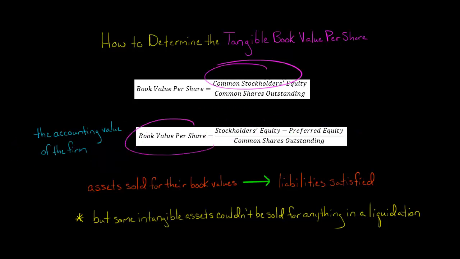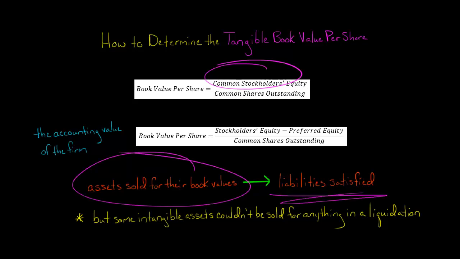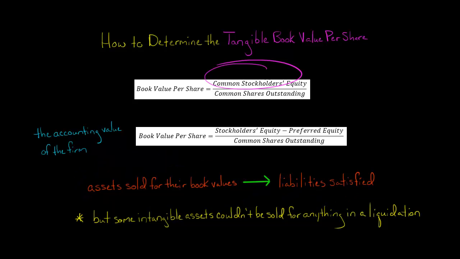In theory, the book value per share is the amount that each shareholder would receive for each share if all the company's assets were sold for their book values, the company's liabilities were then satisfied, and then the proceeds were distributed to the company's common shareholders. But here's the issue with book value per share. Sometimes you'll have intangible assets that, if the company were to be liquidated, let's say it was a bankruptcy and the judge ordered a liquidation of the company, so all the assets are being sold off, sometimes you have some intangible assets that can't be sold for anything. Okay, they have a zero value in a bankruptcy liquidation.